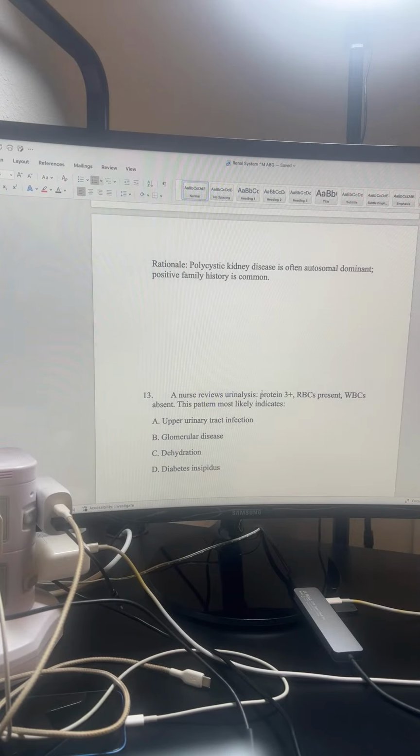A nurse reviews the urinalysis and the results show protein 3 plus, red blood cell count is present, white blood cell count is absent. This pattern most likely indicates A, upper urinary tract infection, B, glomerular disease, C, dehydration, or D, diabetes insipidus. So you're looking at the urinalysis and you see 3 plus protein, red blood cells present, white blood cell count is absent. What are you thinking? So I see B, B, D, glomerulonephritis, diabetes insipidus. B, C, dehydration. Okay.